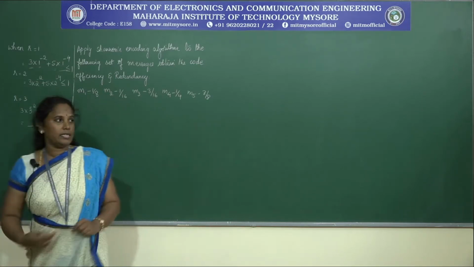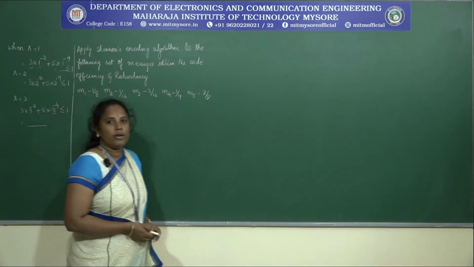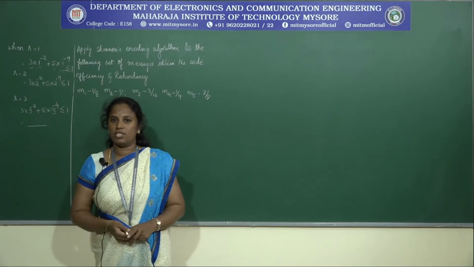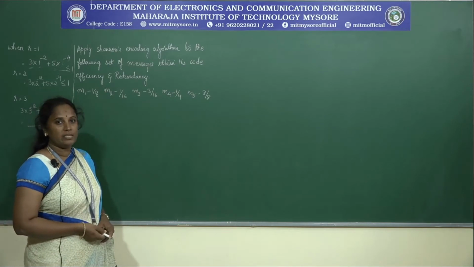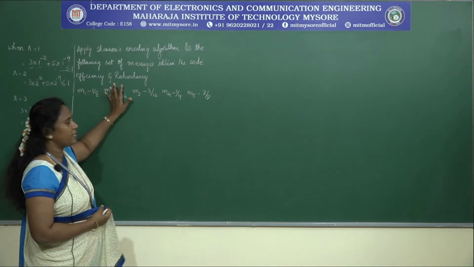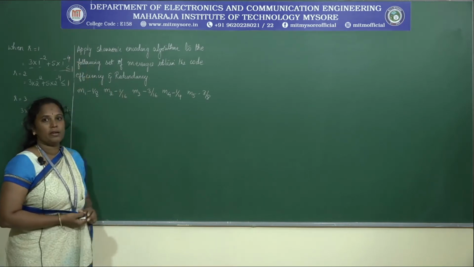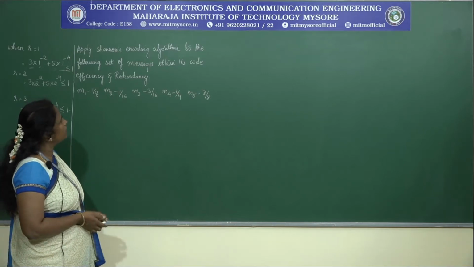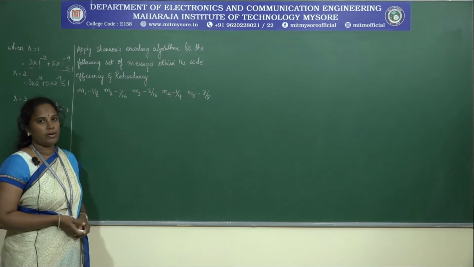Now next we have what we call Shannon's encoding algorithm, where you know that we require 5 steps to do this Shannon's encoding. First, we need to arrange all the probabilities in the decreasing order. So let us look into an example here. The problem statement is: apply Shannon's encoding algorithm to the following set of messages and obtain the code efficiency and redundancy.